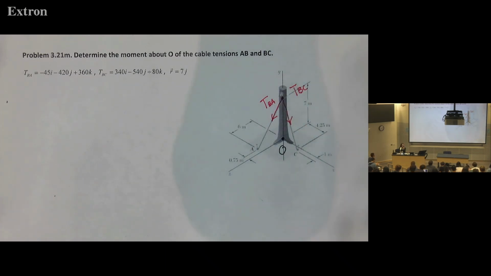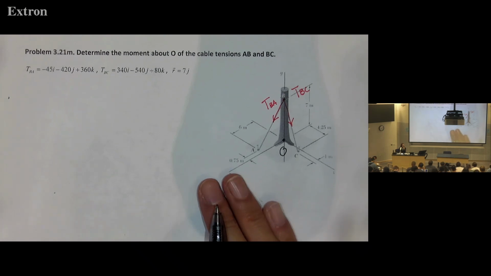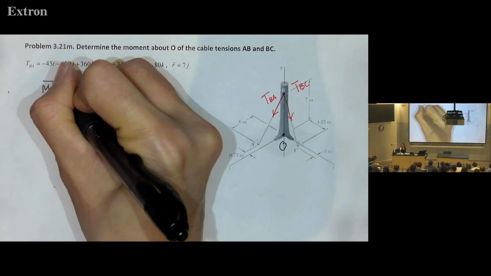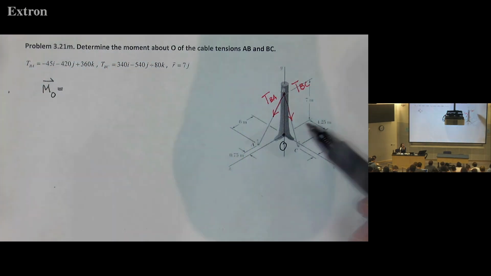And then this is the origin, O. And then we need to find the moment about O of these two cable tensions. Okay, then moment is R cross F, and F is given.